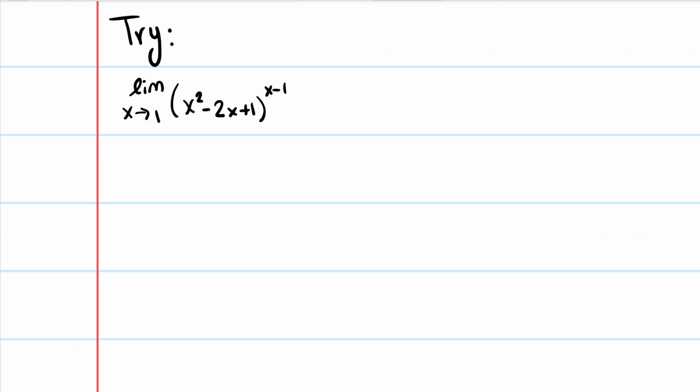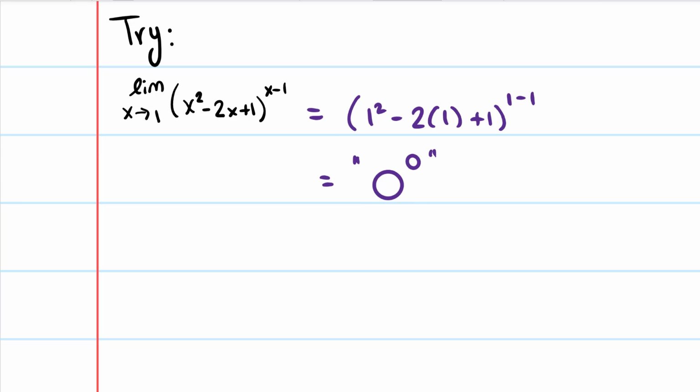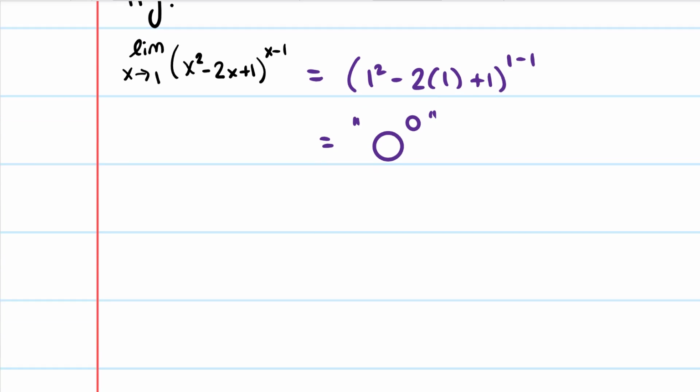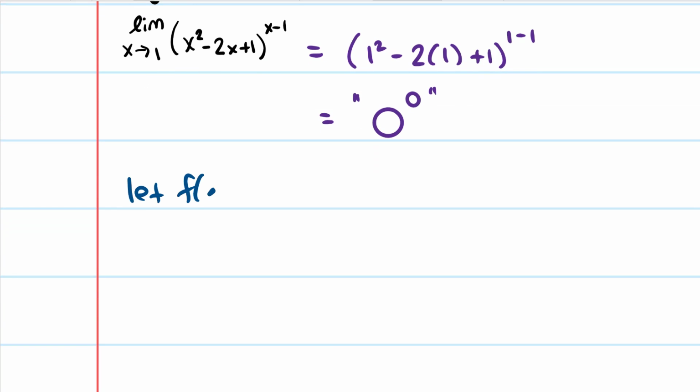All right, on your own, I want you to try to determine the limit as x approaches 1 of x squared minus 2x plus 1, to the power of x minus 1. By applying a direct substitution, we get 1 squared minus 2 times 1 plus 1, to the 1 minus 1, which gives me 0 to the 0th power. So this means I need to do a little manipulation before I can use L'Hopital's rule. We're going to let f of x equal x squared minus 2x plus 1 to the x minus 1 power.